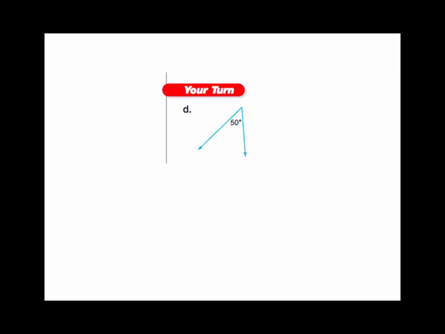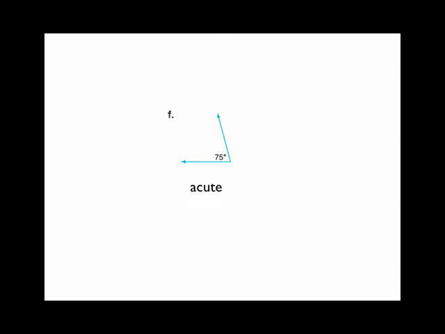Your turn. Problem D, we have a 50-degree angle. How do we refer to this? We classify this angle as acute. Problem E has a 130-degree angle. How would you classify this one? Again, greater than 90 is going to be classified as obtuse. F is a 75-degree angle. What do you think? You got it. It's acute, less than 90.